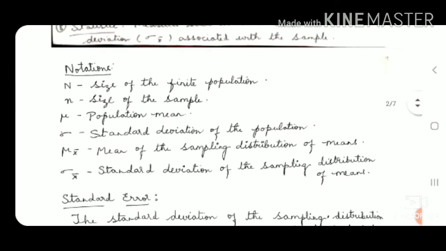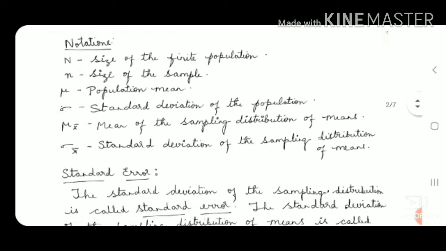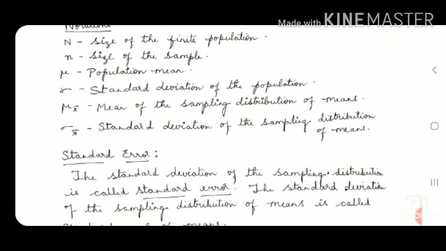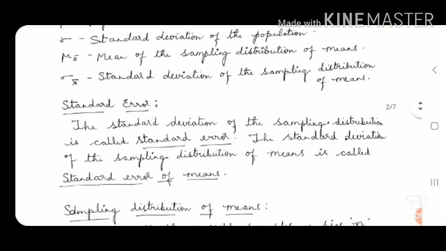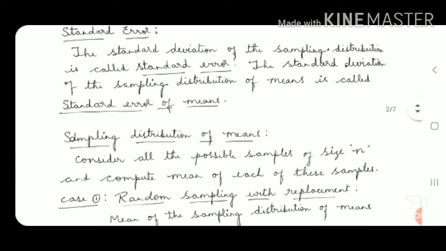The notations so used are: capital N is the size of the finite population, small n is the size of the sample, mu is the population mean, sigma is the standard deviation of the population, mu x bar and sigma x bar are the mean and the standard deviation of the sampling distribution of means respectively. Standard error is nothing but the standard deviation of the sampling distribution.